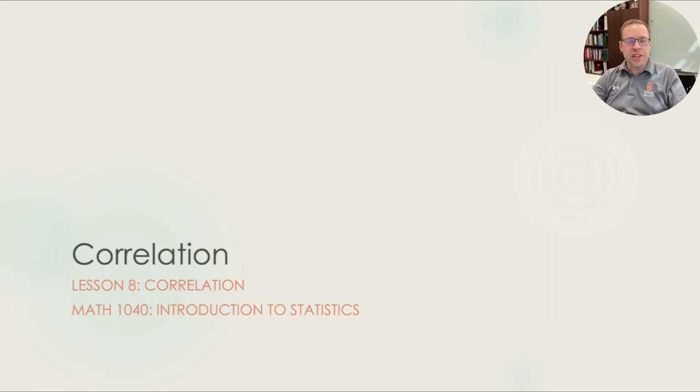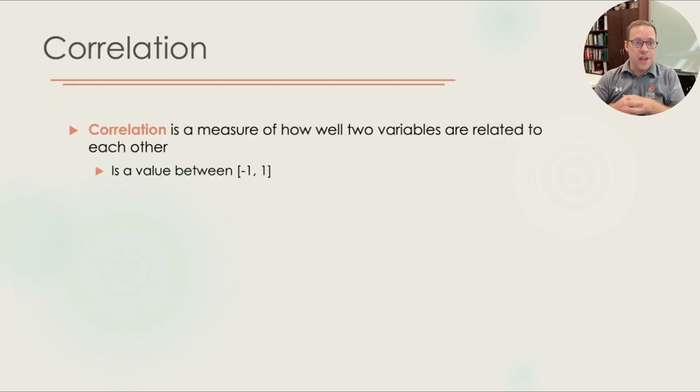In this video, we're going to look at how well two variables are related to each other. We talked about the line of best fit. That would be the pattern that they follow. Now, in correlation, we're going to talk about how well does the data match that line that we just found.